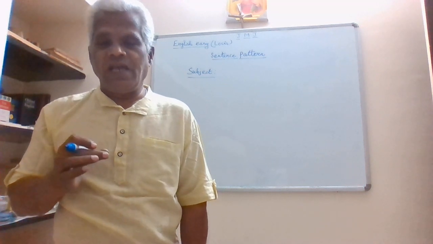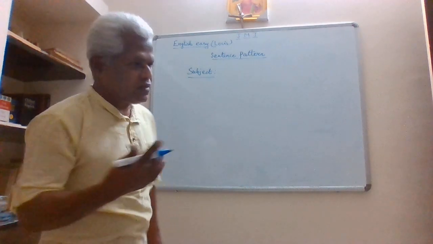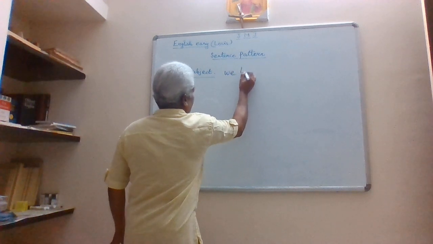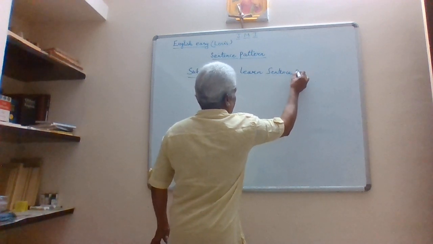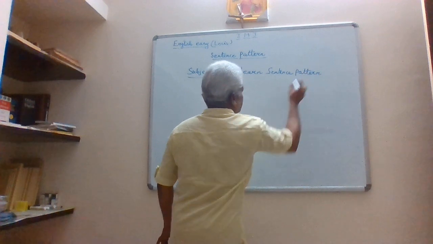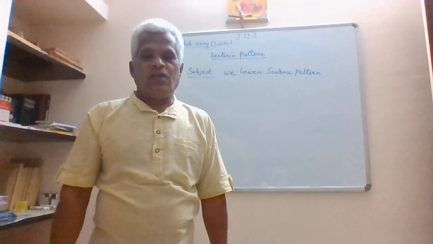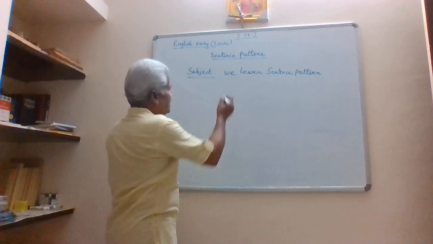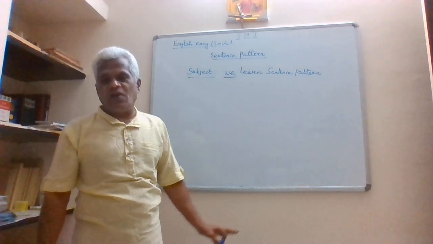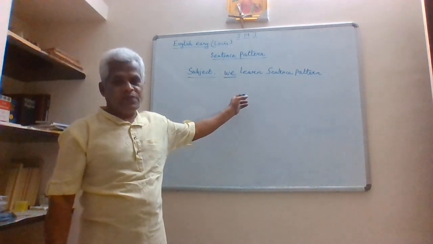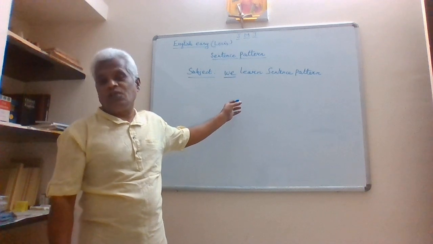Now let me write a sentence and we can clearly say what the subject is in that sentence. Now let me write a sentence here. We learn sentence pattern. See, we learn sentence pattern. Now in that, what is the subject here? You can easily tell me. The pronoun we is a subject. Now why do you say that this is a subject? Because the word we is responsible for doing the action in the sentence here. And in other words, it is known as an agent, it is the doer of the action.